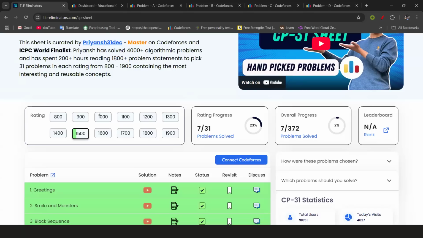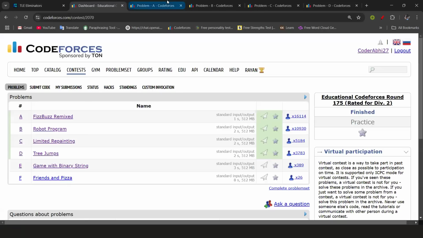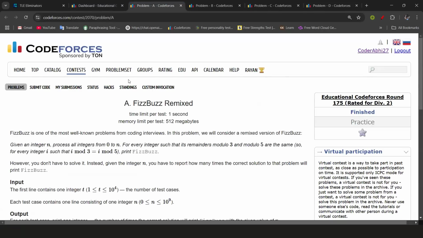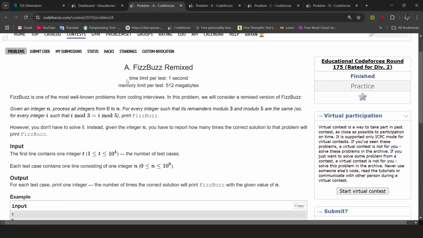Now let's start with the post-contest discussion. We'll discuss the first four problems of the contest. Let's start with the first problem, which is FizzBuzz Remixed.